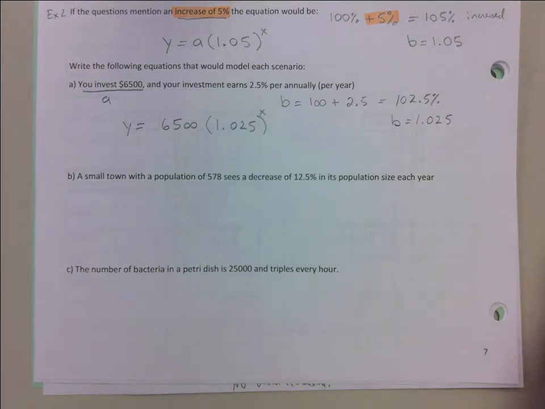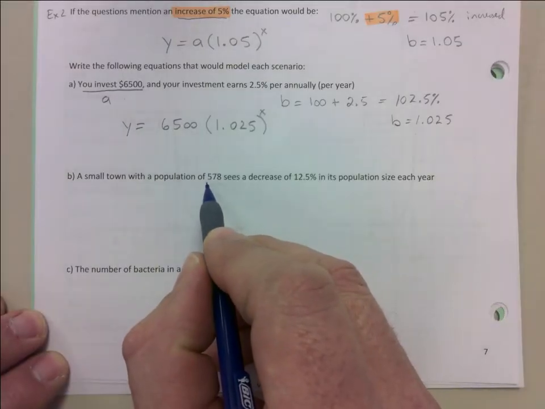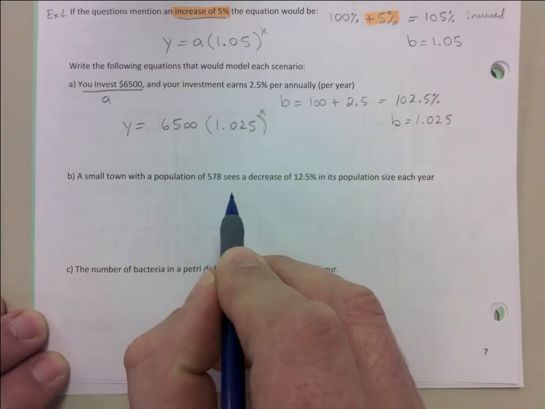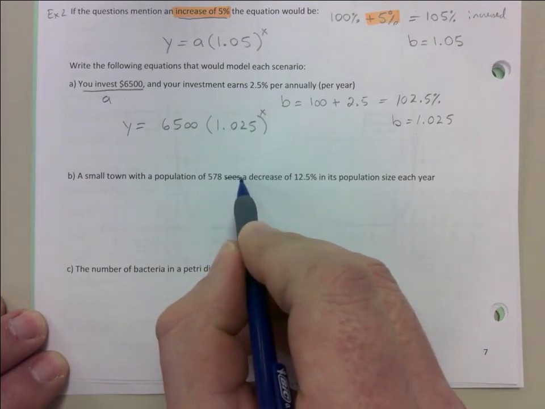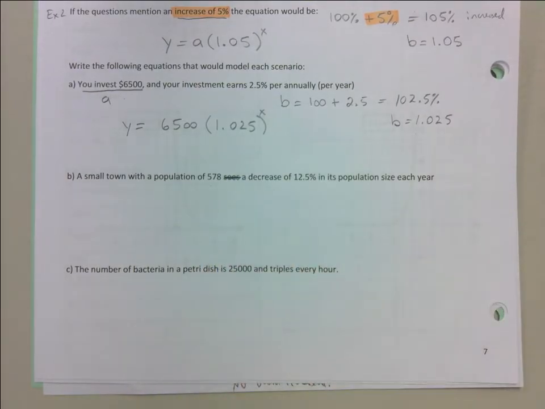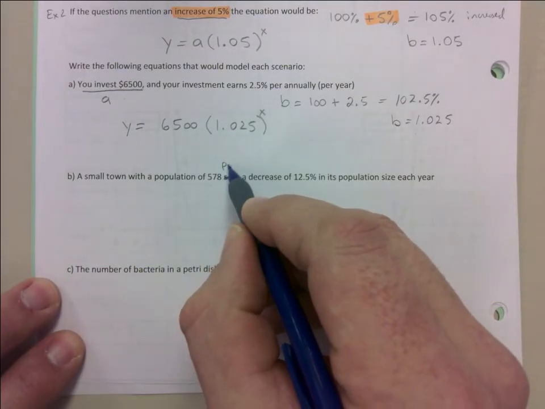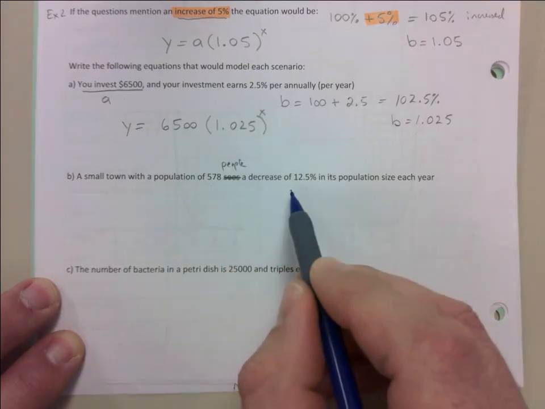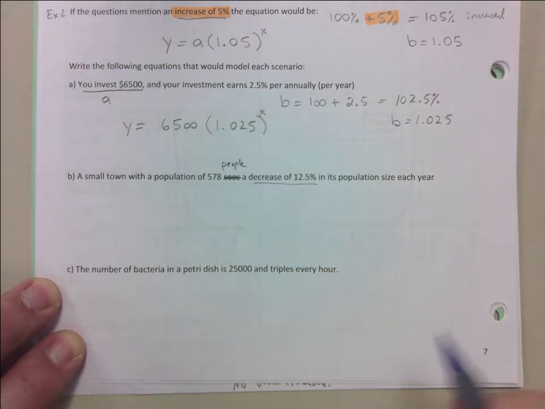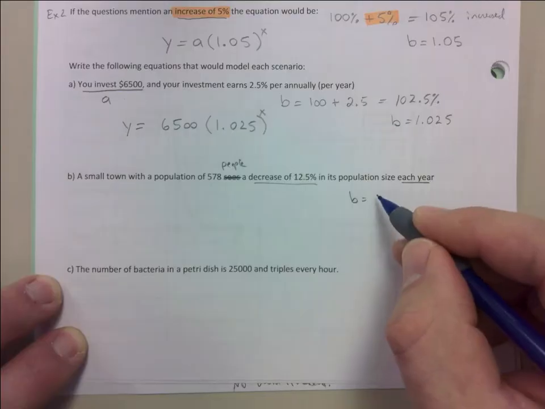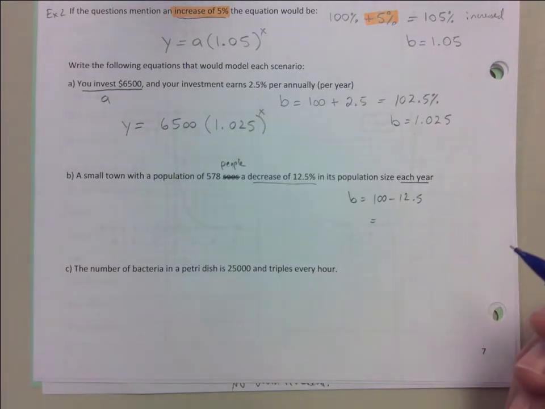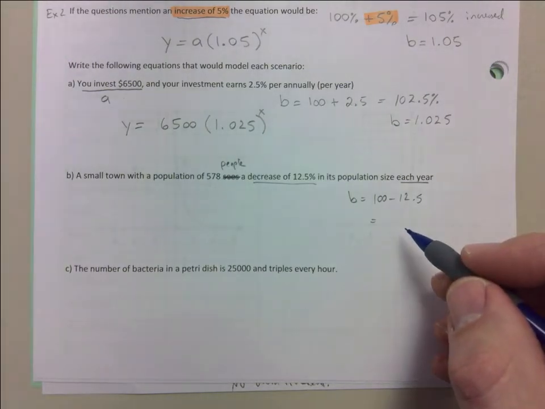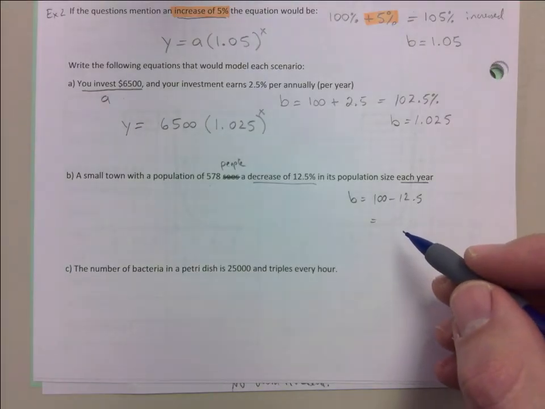All right. A small town has a population of 578 people. It has a decrease of 12.5% in its population size each year. So let's figure out B. We have a decrease happening here, so we're going to subtract the 12.5, and it's percent, right? We end up with 87.